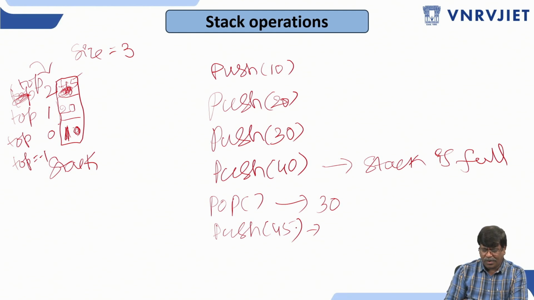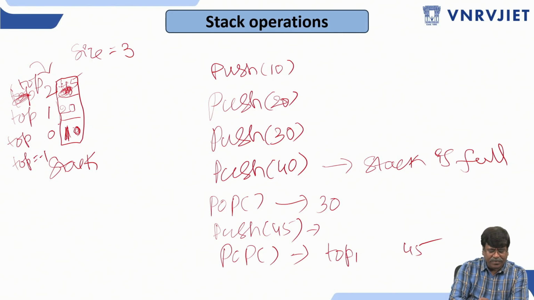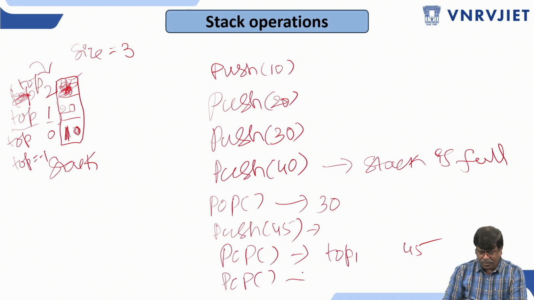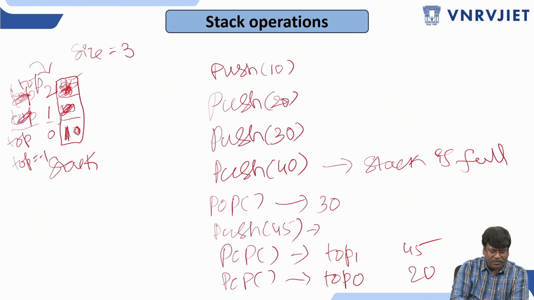Now I will do all pop operations. Now I am popping the data from the stack. It is going to decrement the top value to 1 and remove the top element 45 from the stack. So top becomes 1 and this data is removed. When you execute the next pop continuously, again the top value becomes 0 and top element 20 will be removed from the stack. So now top is indicating this location.